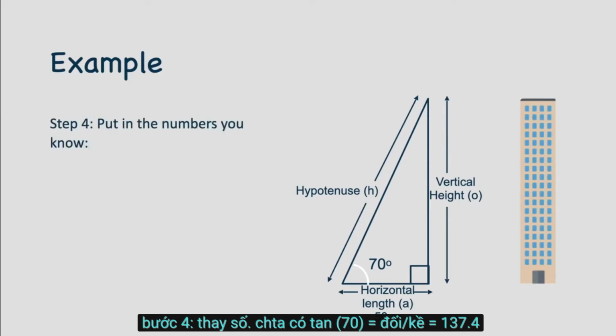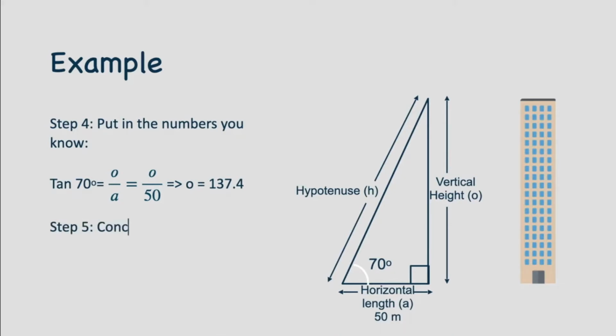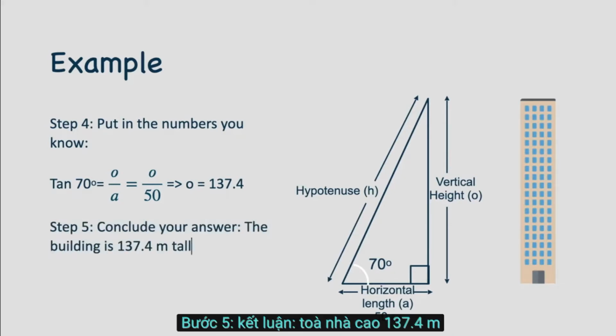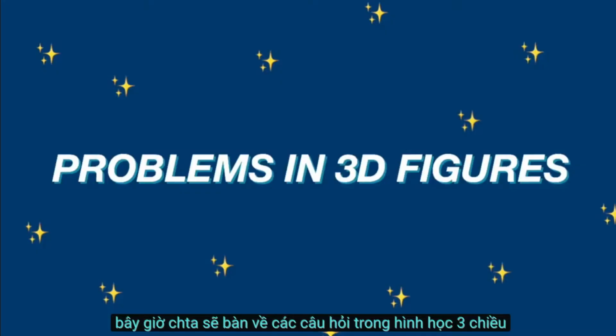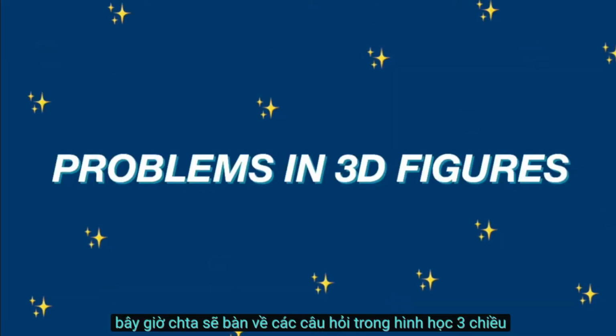So the tangent of 70 degrees is equal to opposite over adjacent, and that gives 137.4. And step 5, conclude your answer. The building is 137.4 meters tall. Let's get on to 26.7, problems in 3 dimensions.